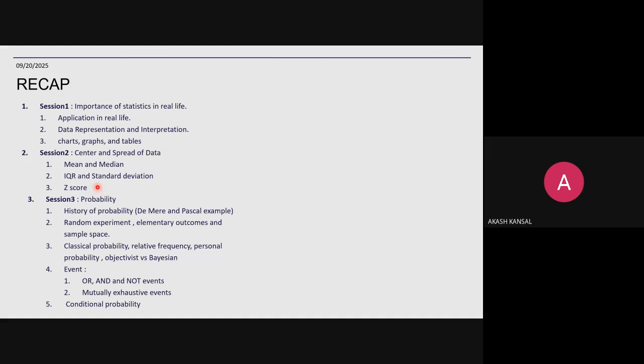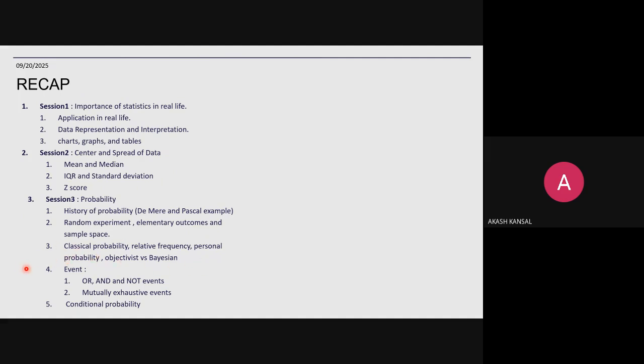Then we covered Z score. I gave an exercise as well for Z score. In session 3, we covered the basics of probability. We started with the history of probability, random experiment, elementary outcome, sample space. These were the technical terms used in probability. Then we covered the classical probability, objectivist, Bayesian, relative frequencies, and all.